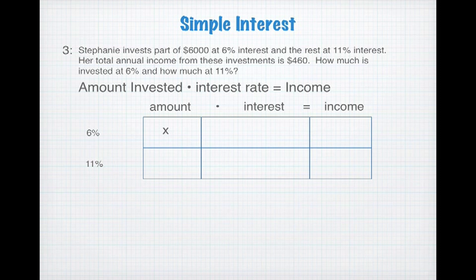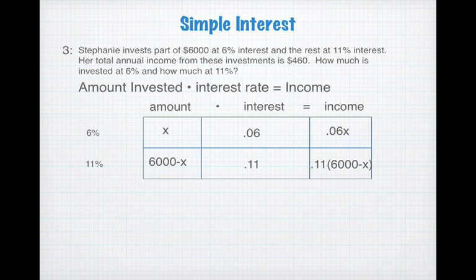Now, one of the challenges of this problem is expressing the amount of money that we invested at 11% without creating a second variable. Since we know that $6,000 was invested total, and x dollars was invested at 6%, if we take away the amount of money that was invested at 6%, what we'll have left is the amount of money that we invested at 11%: 6,000 minus x. We know the interest rates, so we put those into our table as decimals, 0.06 and 0.11. Multiplying straight across gives us the expressions that we're going to use in the equation.